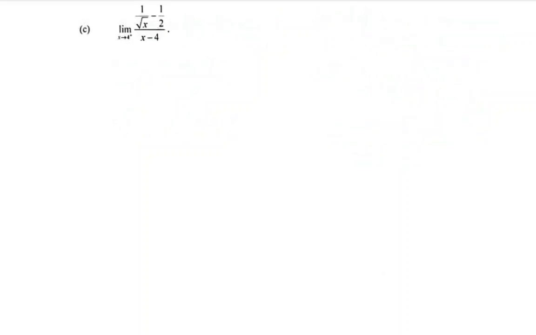Next, kindly refer to c. Limit as x approaches 4 from the right. We have the function 1 over square root of x minus 1 over 2, over x minus 4. So kindly substitute, and we will have 0 over 0, an indeterminate form. The suggested strategy will be multiply by the conjugate, factorize, or long division. For this case, my suggestion would be to multiply by the conjugate.